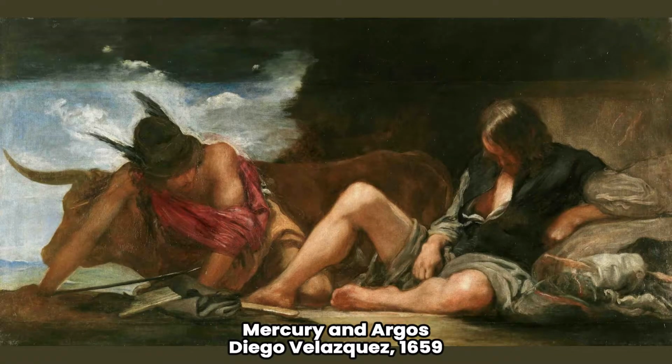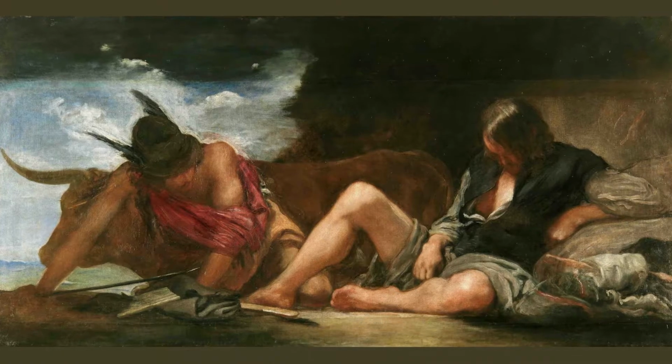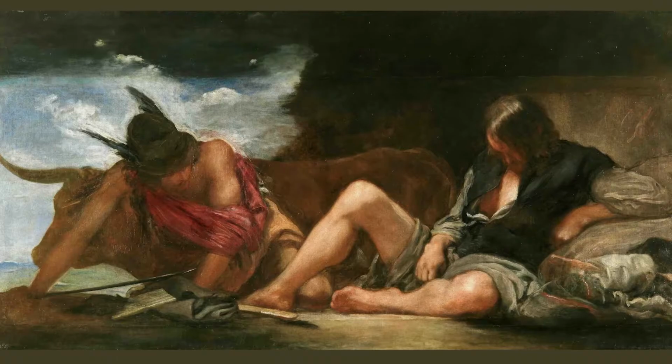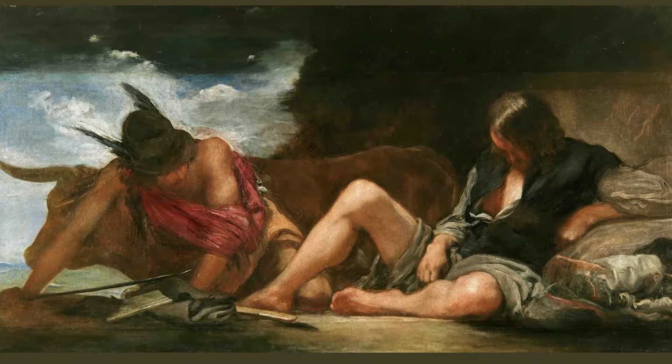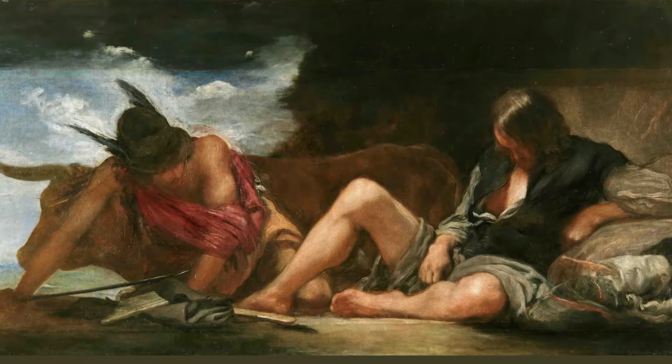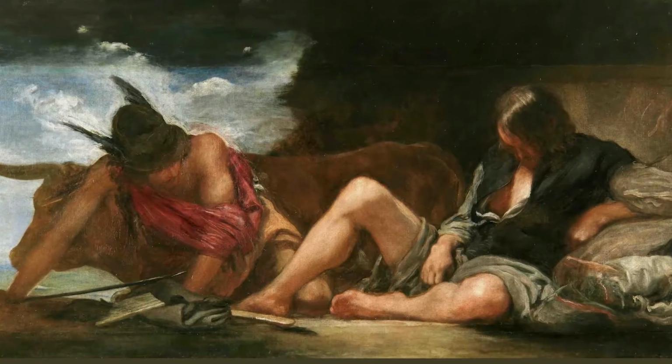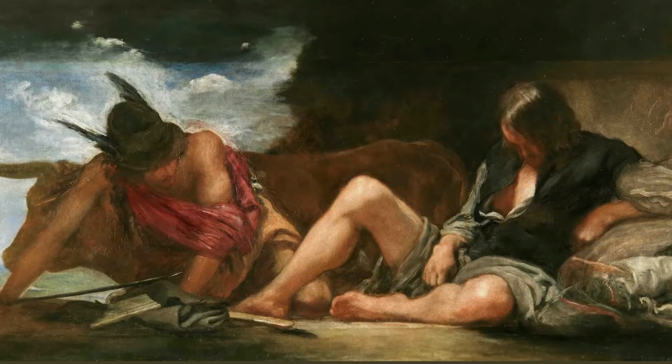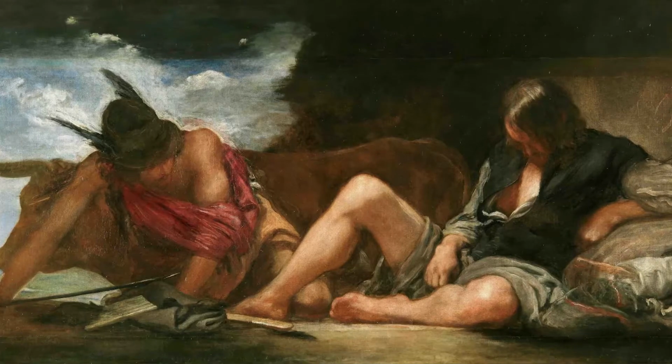Mercury and Argos. Artwork by Diego Velázquez, from the year 1659. This is the story of a love drama narrated by the poet Ovid in his book, The Metamorphoses. The story goes that the supreme god, Jupiter, had a lover named Io, whom he loved passionately, and for this reason his wife Juno was tremendously jealous.